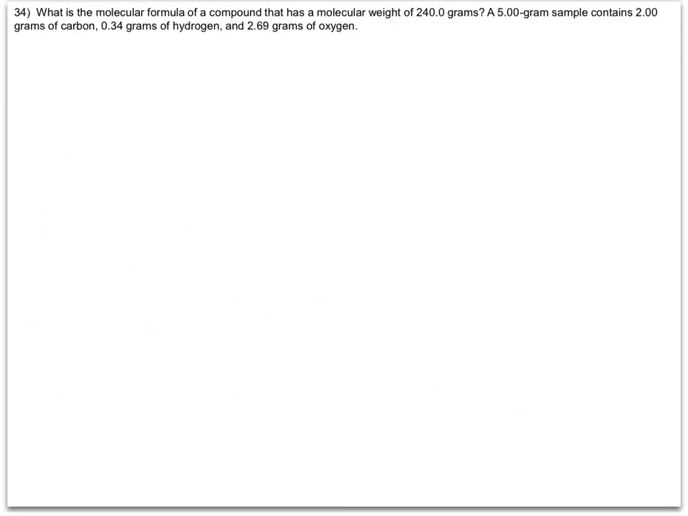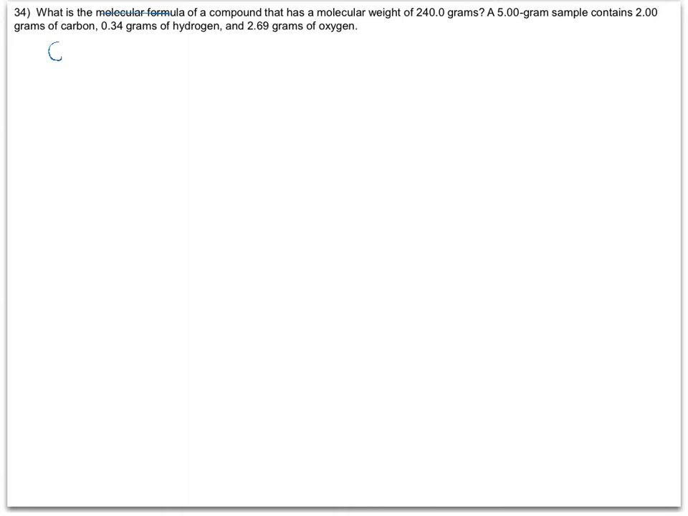Okay, next one. 34. What is the molecular formula of a compound that has a molecular weight of 240 grams? We're given a 5-gram sample, contains 2 grams of carbon, 0.34 grams of hydrogen, and 2.69 grams of oxygen. Alright, so you need to recognize that this is a molecular formula problem, which means that we have to find the empirical formula. And remember the little trick for empirical formula: percent to mass, mass to mole, divide by small, multiply till whole. Well, percent to mass, we don't have percentages, we're already given masses, so we can skip the first step and we can just write down the masses that we have.